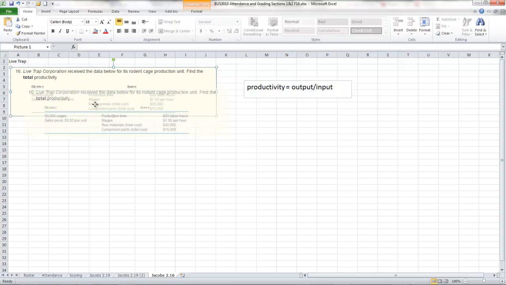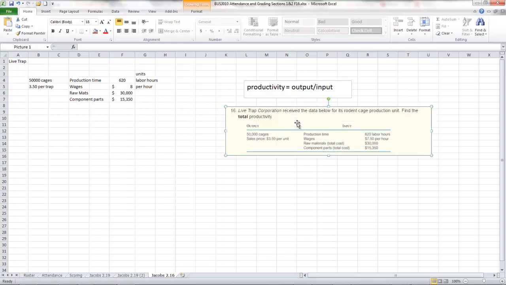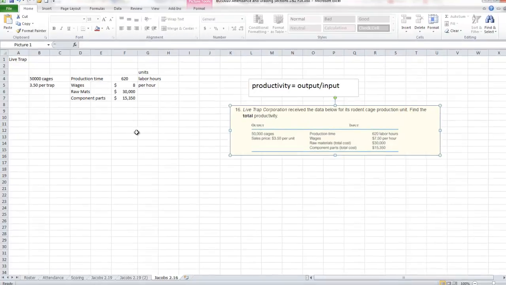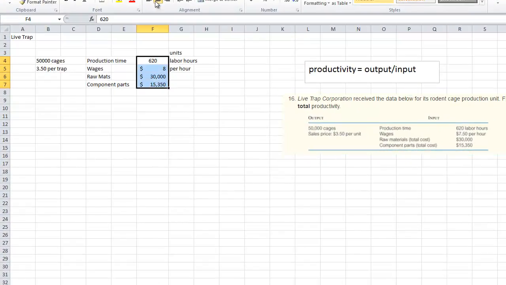Okay, so I'm going to move this out of the way. That's the question straight out of the chapter. I just screen grabbed that. So I set this Excel sheet up, and I recommend that you use Excel for this because it really speeds things along. Okay, so I recreated this table over here.